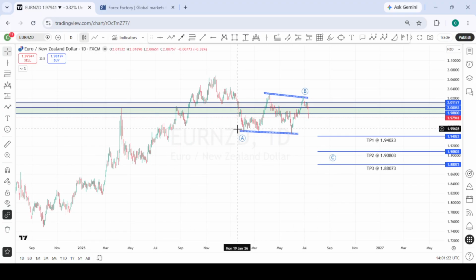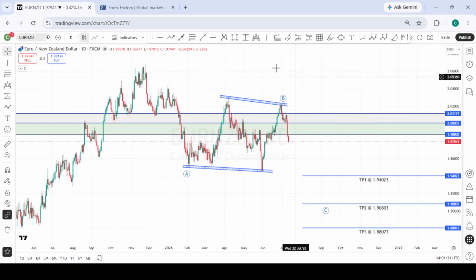So this is the wave A, and this entire move, this ABC, is wave B, and we are looking forward to the wave C, which is going to be an impulsive move. So going into next week, all we are looking forward to is a possible pullback into any of these two areas of interest. We look for selling opportunities to the downside.